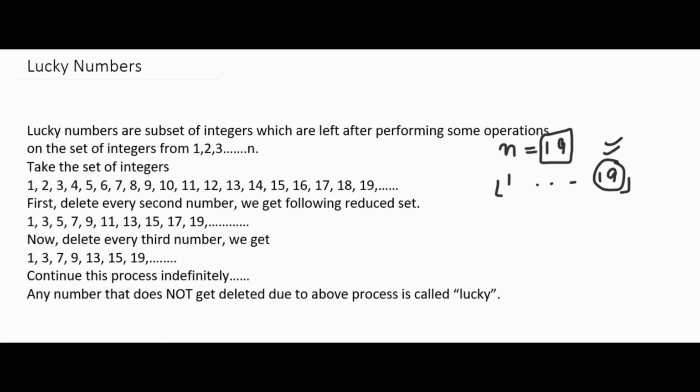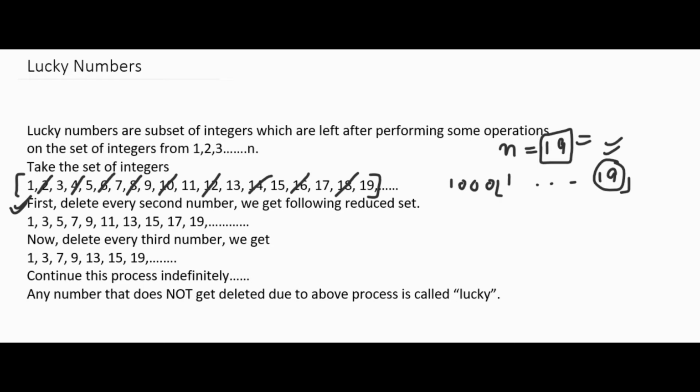Let's understand it clearly. We have taken a set of integers. That means the integers can go up to anywhere, it can be 1000, 2000, 3000, but we are taking an example of n equal to 19. We have to find if 19 is a lucky number or not. First, let's see what lucky numbers are. In this example, the first thing we have to do is delete every second number. That means 2, 4, 6, 8, 10, 12, 14, 16 and 18. Every second number in this set has to be deleted as the first operation.